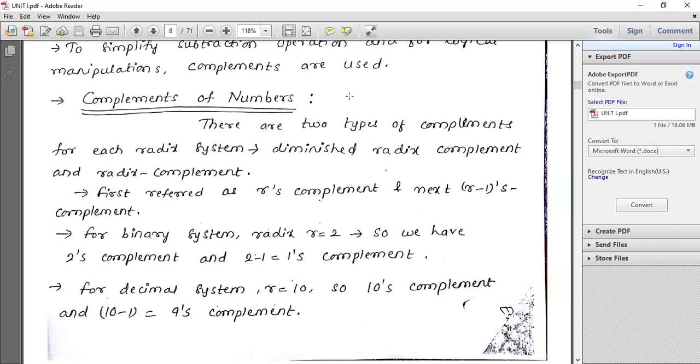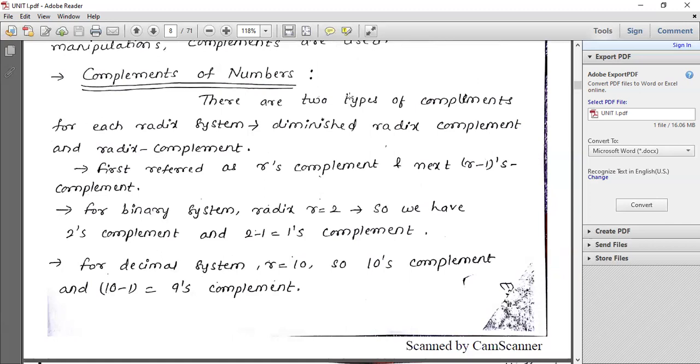Two types of complements of numbers can be identified: diminished radix and radix. Already we know that the other name for radix is base. So what does this radix or base define for us? It tells us the type of number system we are using. Suppose the radix is 2, it comes under the binary number system. If the radix or base is 8, it is known as octal. So based on the value given for the radix, we are able to identify what type of number system we are using.